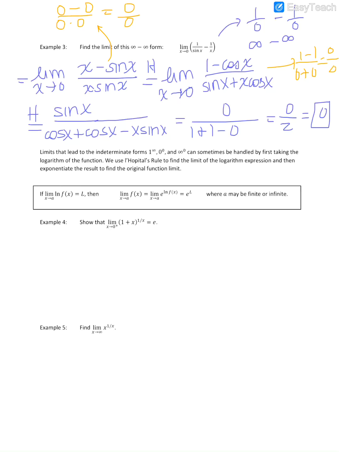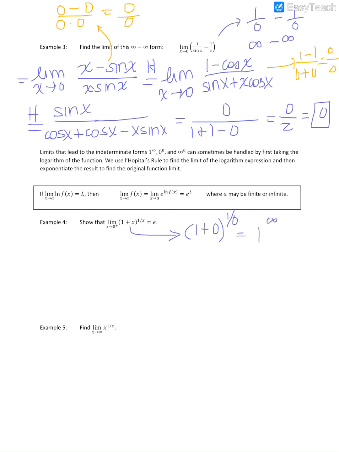Show that the limit as x approaches 0 positive of (1 plus x) to the 1 over x equals e. Okay, so first, let's take a look at this function. We're plugging in 0, so we have (1 plus 0) to the 1 over 0. 1 plus 0 is 1. 1 over 0 is infinity. Okay, 1 to the infinity, that's indeterminate. It does not necessarily equal 1, okay? So we are not allowed to just evaluate that. So we're going to use this little trick that I told you guys about.